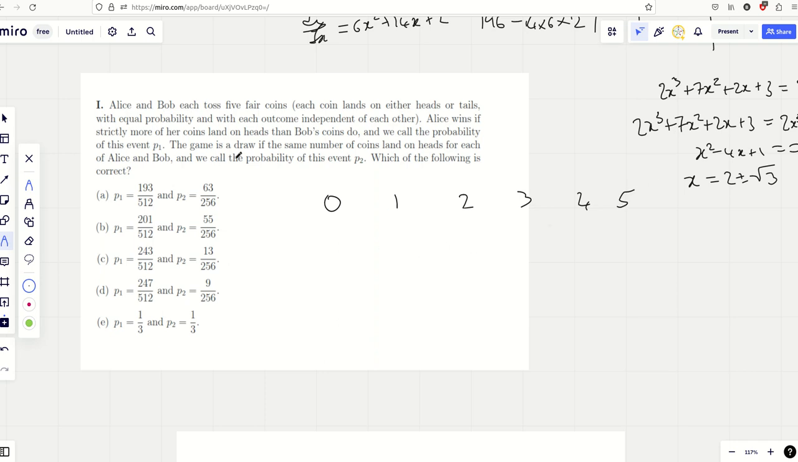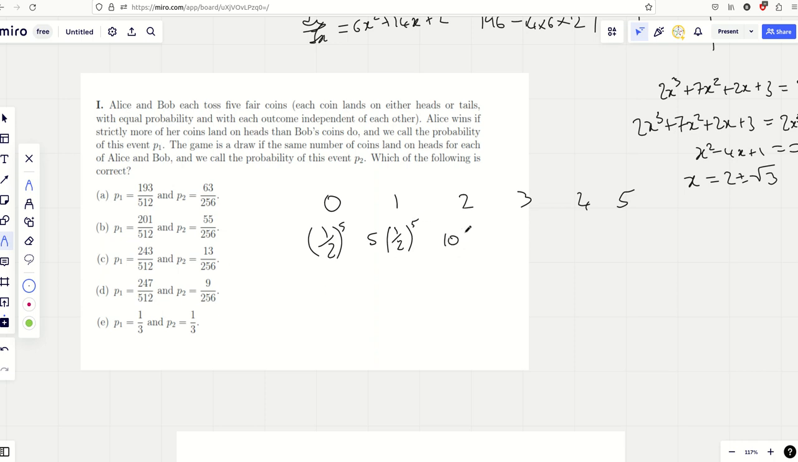Now Alice wins. I looked at P1. It probably would have been easier to look at P2 because all of the P1s are different, so you've only really got to work out, apart from the last one. But this is what I did. I thought this is just a half to the 5. This is just 5 times a half to the 4 times a half, which is 5 times a half to the 5. So this is just classic binomial probabilities, this really is.